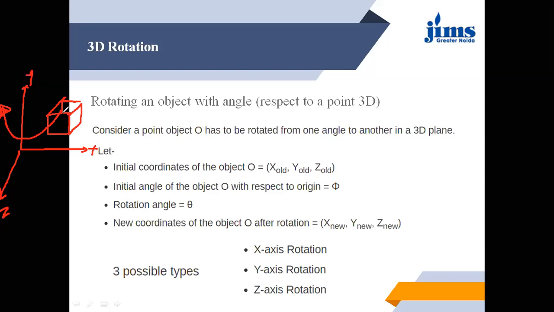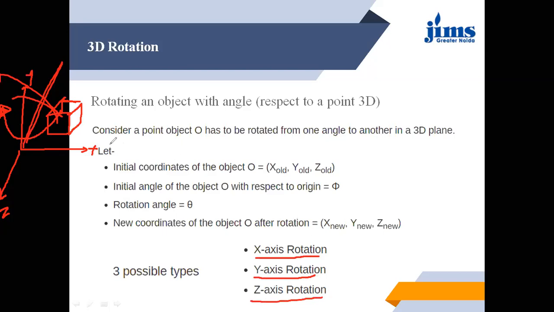And in the third case, we can rotate this object with respect to the z-axis. This is our z-axis, so we can rotate this with respect to the z-axis. So there are three possibilities for that: rotation with respect to the x-axis, rotation with respect to the y-axis, and rotation with respect to the z-axis.